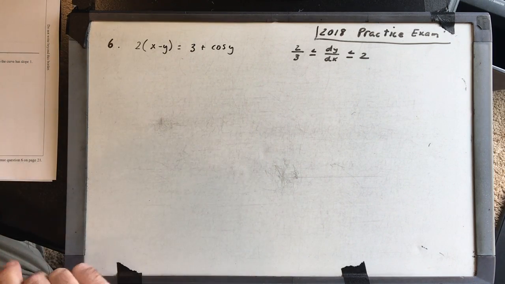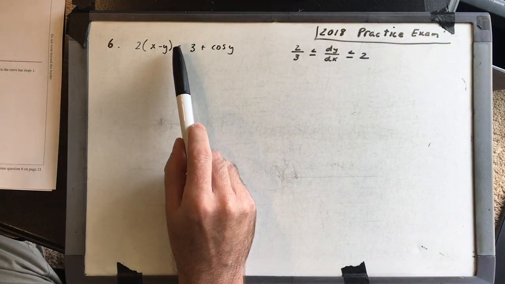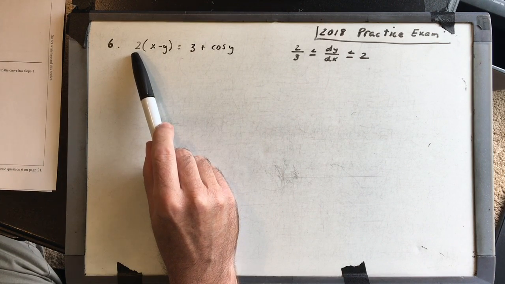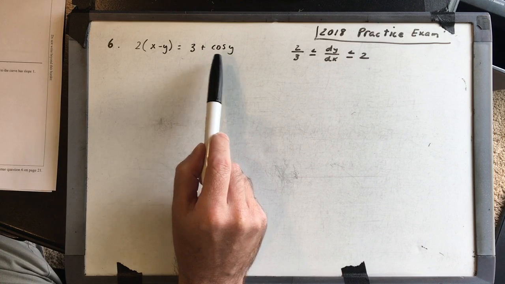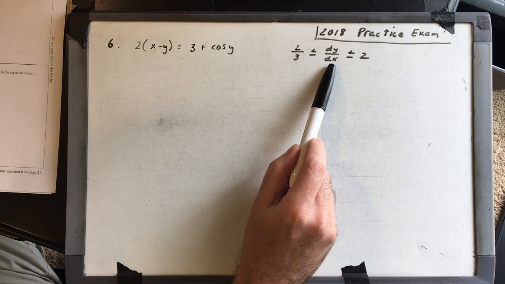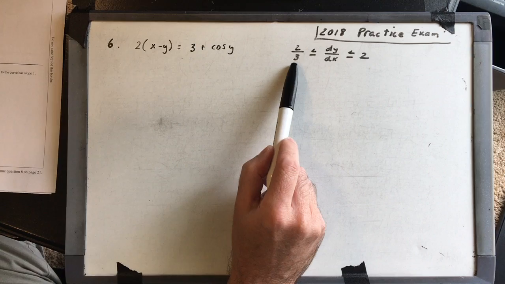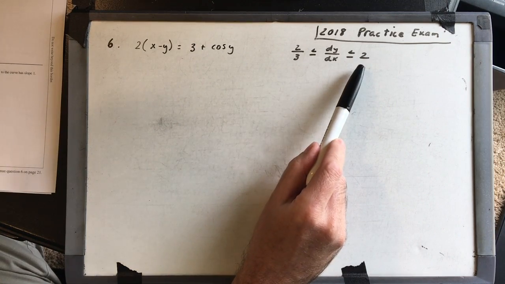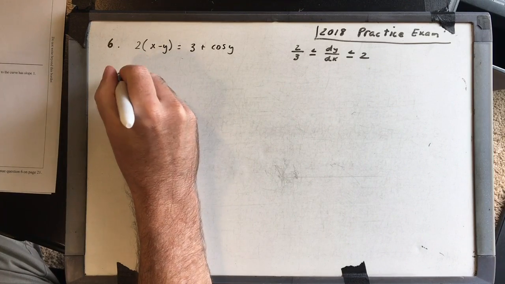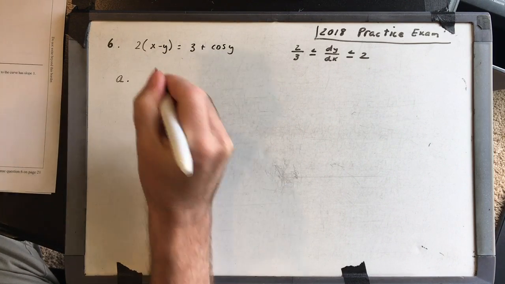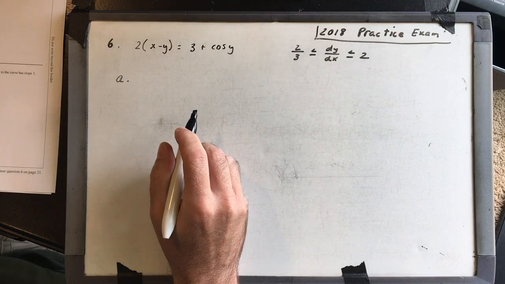work the entire thing. So we're given a curve with the equation 2 times x minus y is equal to 3 plus cosine y. And they also tell us that dy dx, the derivative of this function, is always between 2/3 and 2. So part A says show that dy dx is always 2 over 2 minus sine y.